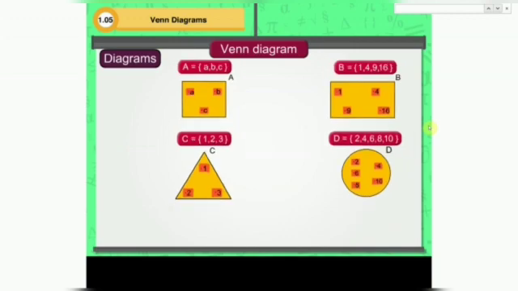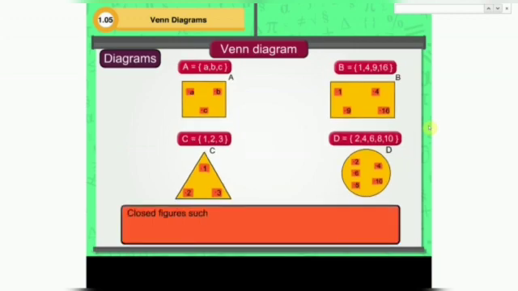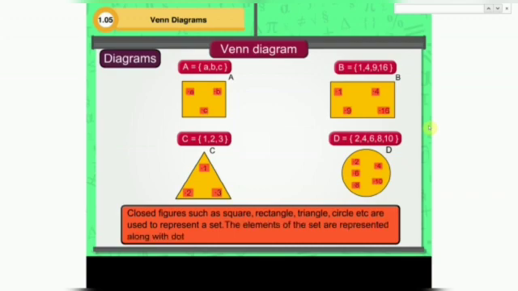In a Venn diagram, a closed figure such as a square, rectangle, triangle, circle, etc. are used to represent a set. The elements of the set are represented along with dots in the diagram. The name of the set is also written.